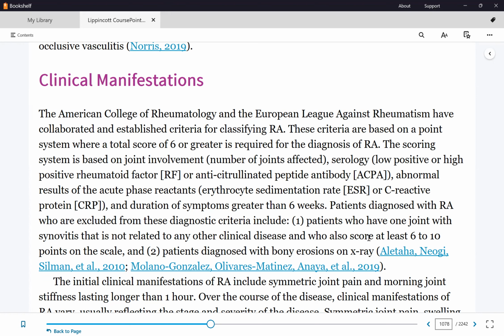In rheumatoid arthritis, you have no choice because it's always symmetrical. So the joint pain and swelling, the inflammation, affects symmetrical joints. So it's always both sides.